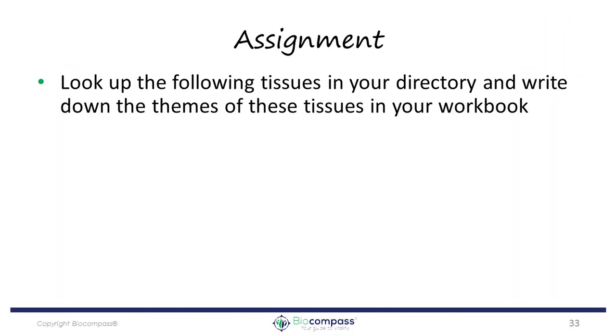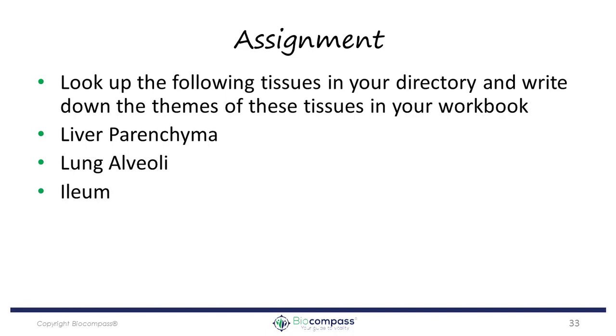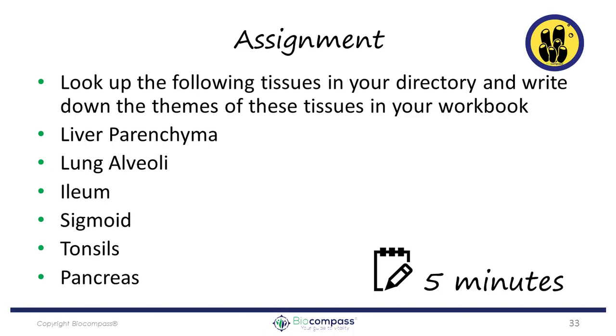So let's do an assignment with that. Look up the following tissues in your directory and write down the themes of these tissues in your workbook, in the forum: the liver parenchyma, the lung alveoli, the ileum, the sigmoid, the tonsils, and the pancreas. You have about 5 minutes for that. Ready? Go.